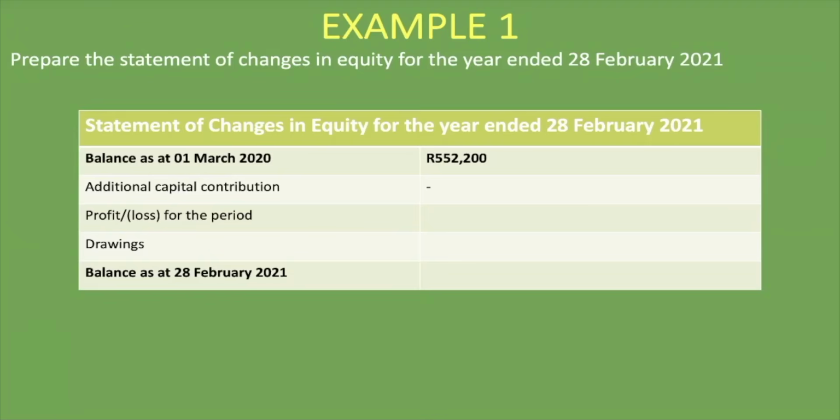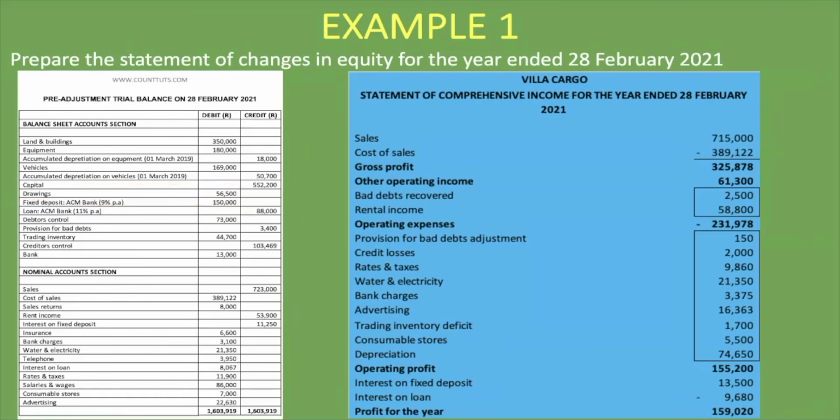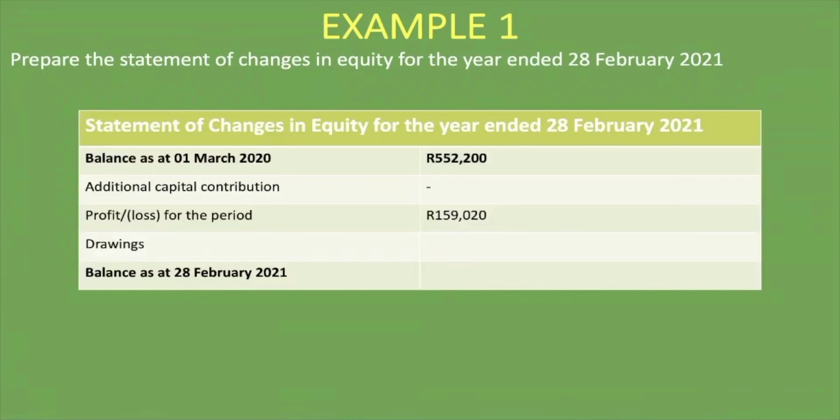The next thing that you do is the profit or loss for the period. Remember that one, you need to get it from the income statement or the statement of comprehensive income. So if you're asked to do the statement of comprehensive income as well, you would have to complete that one first and then take the profit that you get and put it here. And remember, we had the statement of comprehensive income here, the very last line item. It's the profit for the year. We have the 159,020 rand. That is the profit for the year. So you'll take it and you'll put it here under the profit for the period. And if it was a loss, we'll put it as a negative, like I mentioned before.